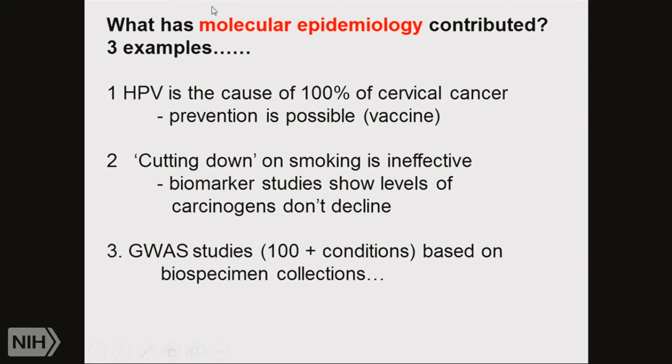Another study showed that cutting down on smoking is ineffective. Why? Because biomarker studies show that you would alter the topography of how you smoke in a way that you still absorb the same amount of carcinogens. Why? Because you're addicted. You're addicted to nicotine. So your body alters the way you inhale the cigarette smoke so that you still get the same amount of carcinogens. And of course, GWAS studies were all based on biomarkers.